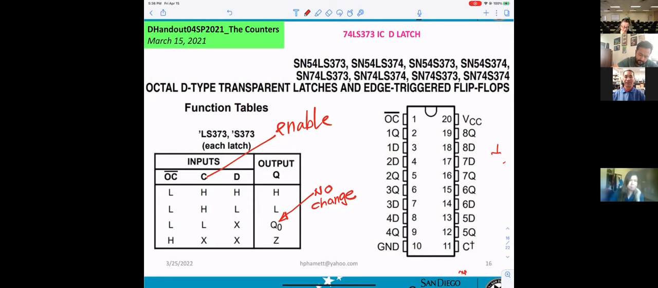And the last one, if the output control is high, we're already talking about output high impedance. High impedance, they're telling you the output of the flip-flop will get very big resistance. So basically the output is not allowed to send any current to the outside. Okay?